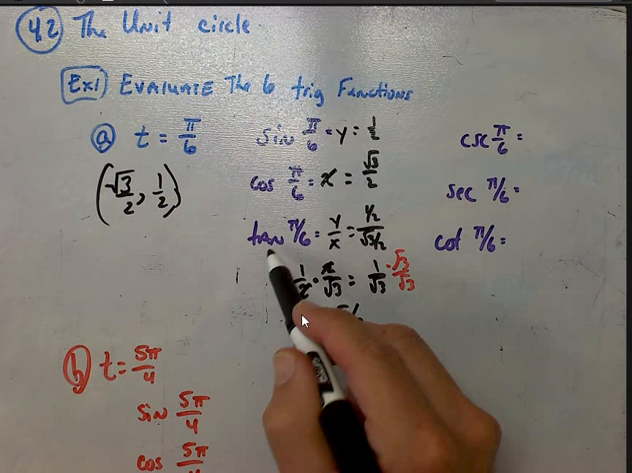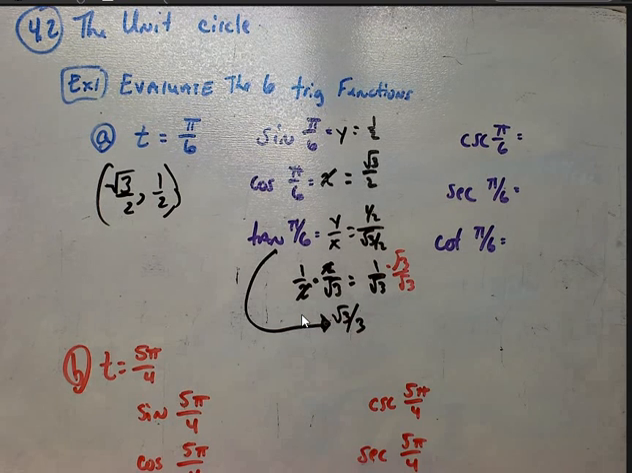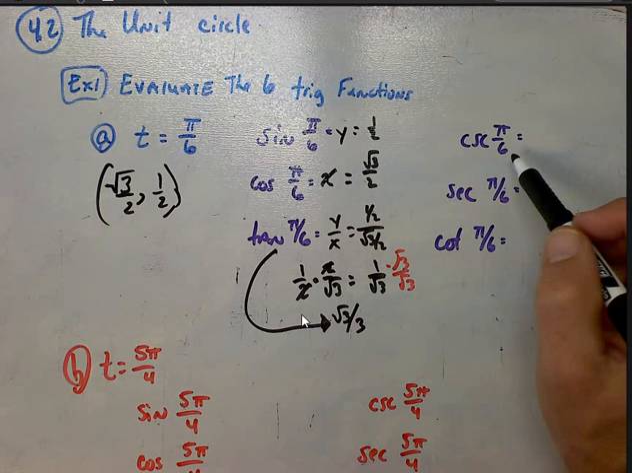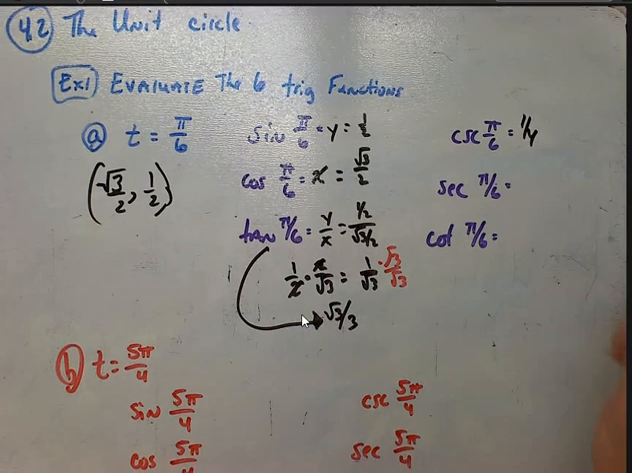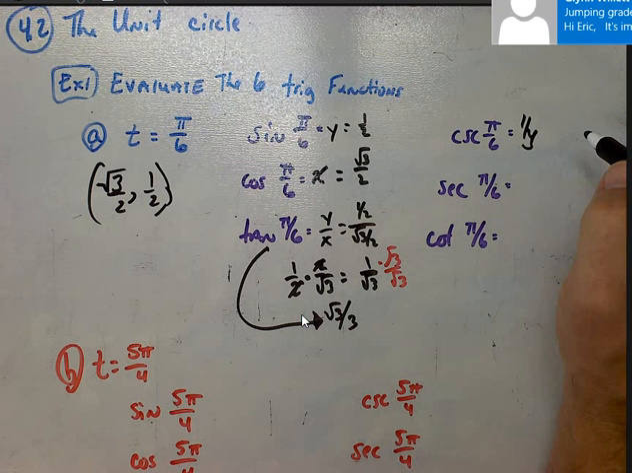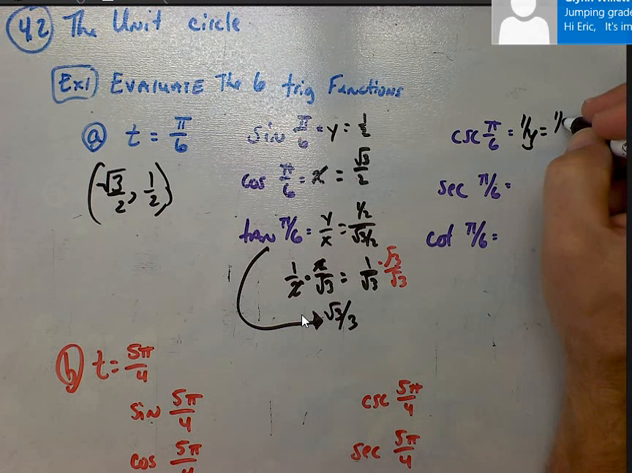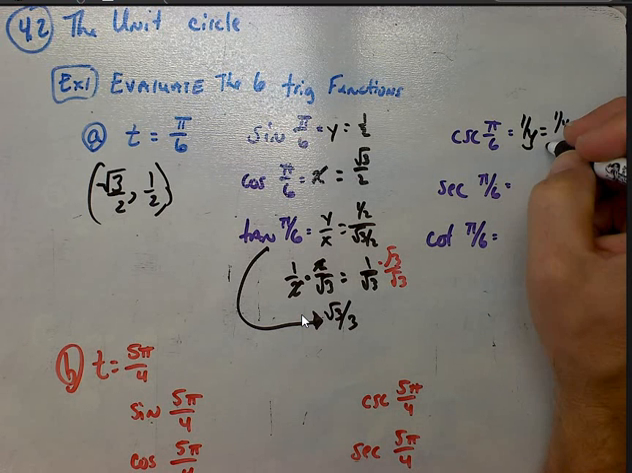The cosecant of pi over 6 is going to be 1 over y. Make sure it's a y. Therefore, it's going to be 1 over 1/2. And then 1 over 1/2 will be 1 times 2 over 1, which is 2.